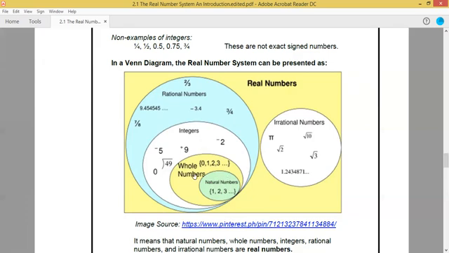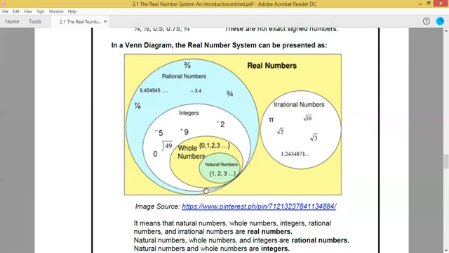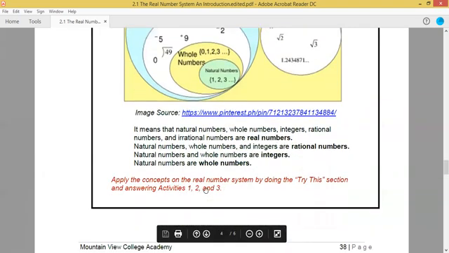Are whole numbers natural numbers? The answer is no. Why? Because 0 is a whole number, but it is not a natural number. You will have more on this in the true false section.